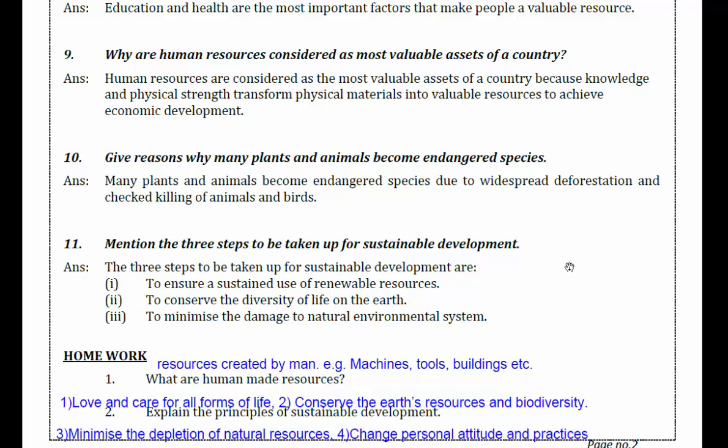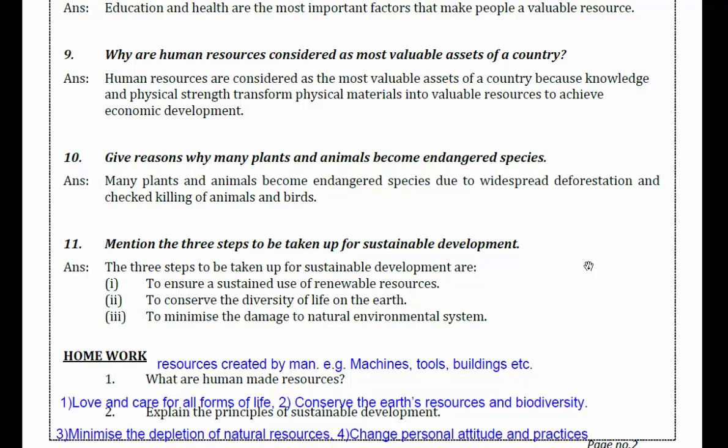Mention the 3 steps to be taken up for sustainable development. I think I have already mentioned sustainable development, right? I can use resources, but without damaging the environment. So the government is planning to take up sustainable development. Let's see some of the steps. The first one is to ensure sustained use of renewable resources, to conserve the diversity of life on Earth, and to minimize the damage to natural environmental systems. Okay, so these are the 3 steps taken up for sustainable development.